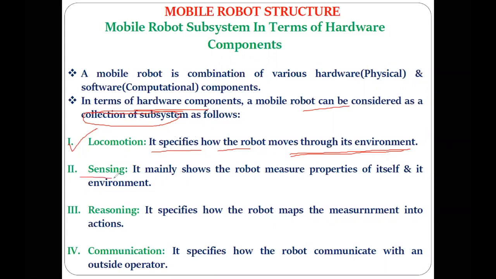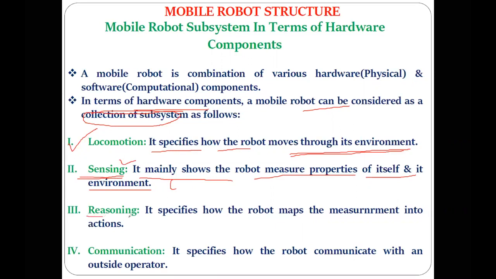Then sensing. Sensing is nothing but measuring parameters from the environment. Yes, measuring the properties of the environment. Here I mentioned it mainly shows how the robot measures the properties of itself and its environment. For that purpose, different kinds of sensors are utilized. In the next part, we are going to see which different kinds of sensors are utilized. So that is another subsystem, sensing.